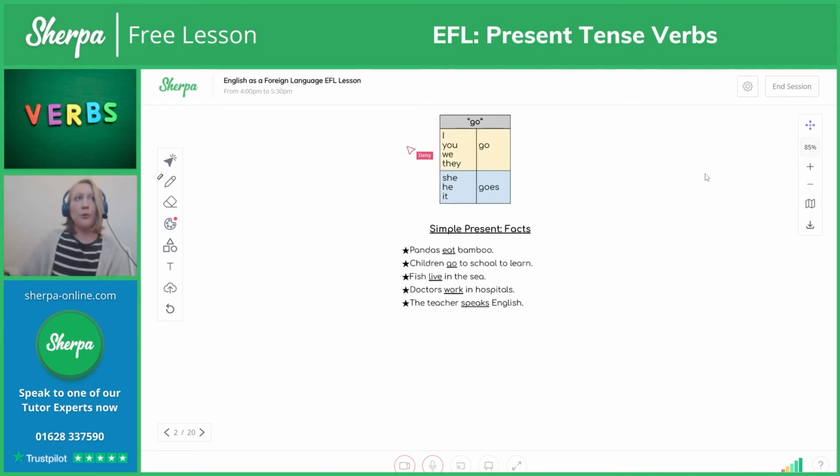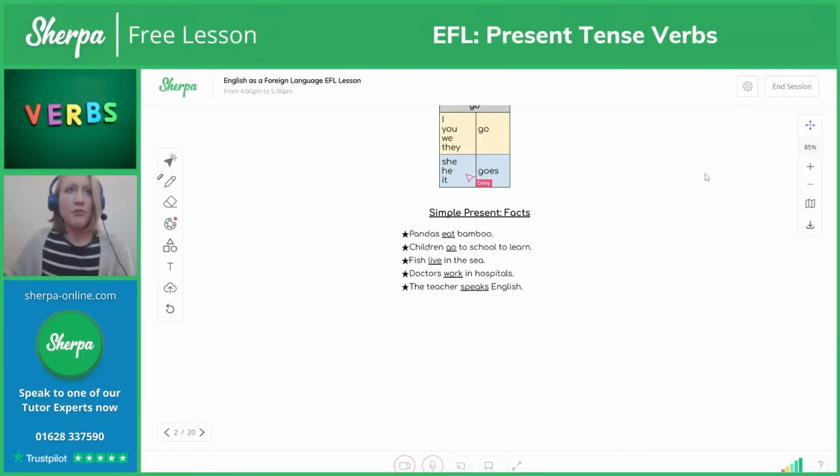Okay, let's look at one more. The verb go. The verb go is an irregular verb. But it kind of follows some kind of pattern in the simple present tense. I, you, we, they go. And then she, he, it goes. So for example, if we make a sentence, we could say, I go to school every day. That's an example of the simple present. We could say, she goes to the beach once a month. For example, the simple present.